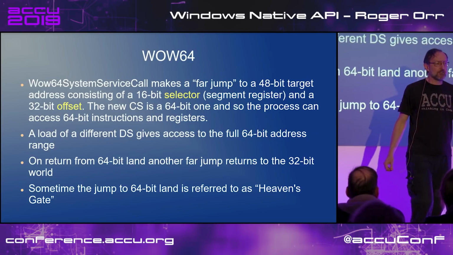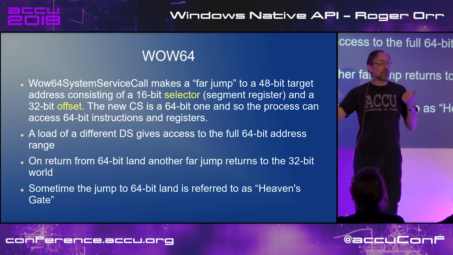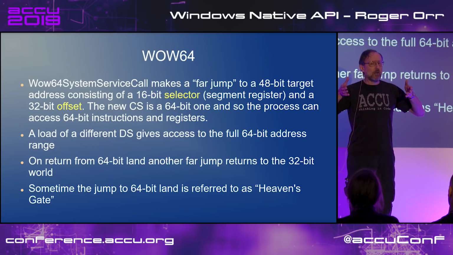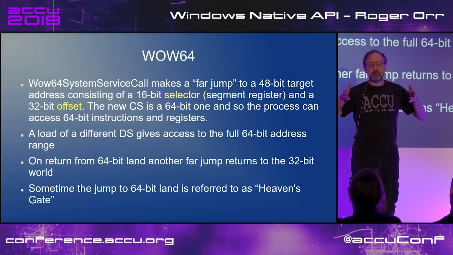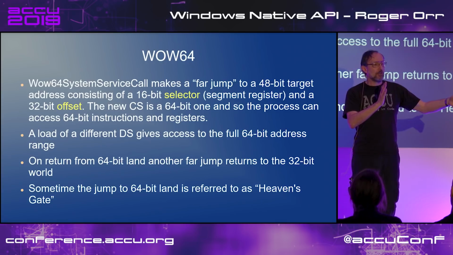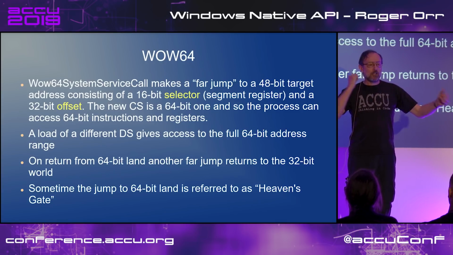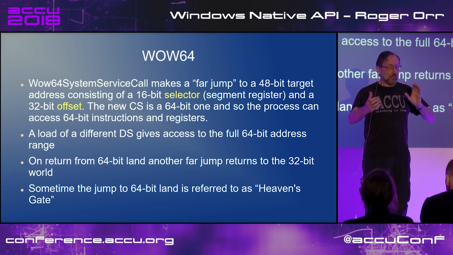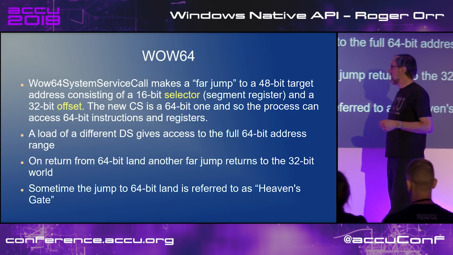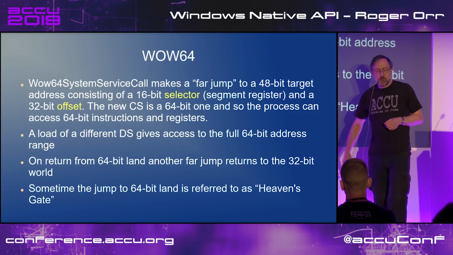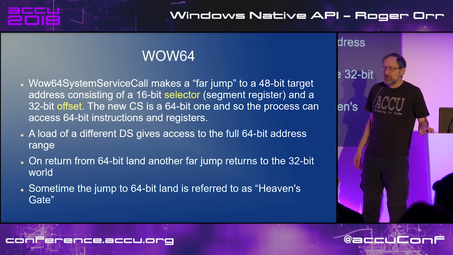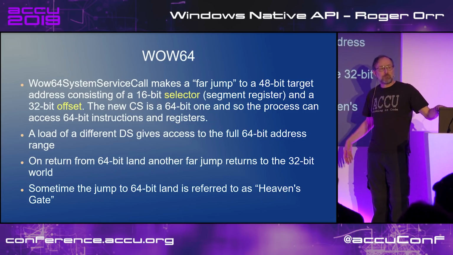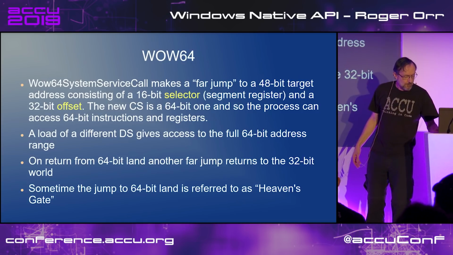So NT status, that's easy. I can just pass that back through registers. But if I've passed in a data structure that's got populated, how wide are the elements of that data structure? Well, they're probably 64-bit wide, and my program is expecting 32-bit wide. So I've got to do quite a lot of manipulation of the data structures to pack them down, change lengths, etc. Sometimes this jump to 64-bit land is referred to as Heaven's Gate. Sometimes people restrict that strictly to the cases where malware writers are doing the same thing. Your mileage may vary.